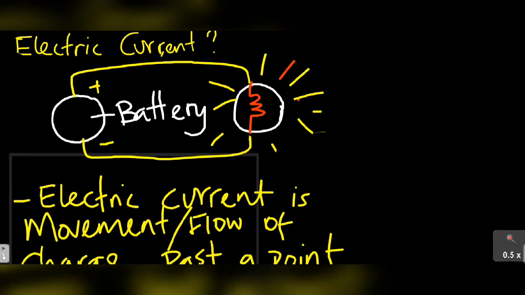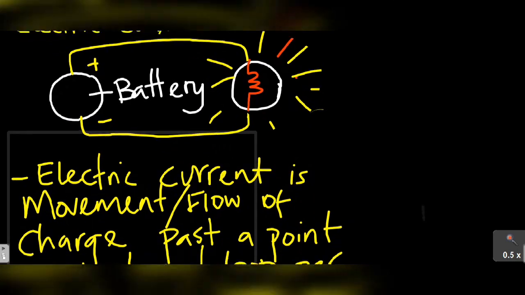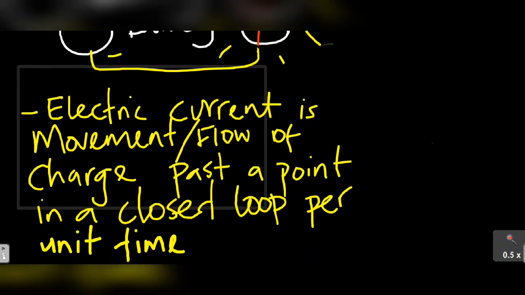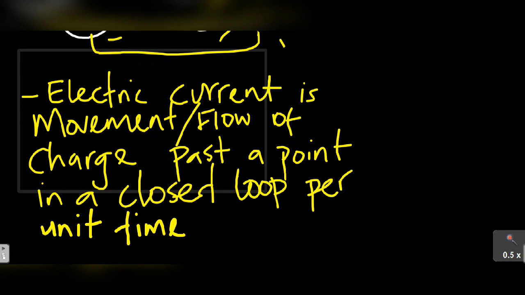Just using the drawing that we have done here, where we have the battery and the lamp and the connecting wire, it is now safe for us to say that an electric current is simply the movement or flow of charge past a point in a closed loop per unit time. What do I mean? In every complete circuit, in every circuit that has components connected together with conducting wire, you are going to have a current flowing when you apply a voltage or a force or an EMF to that circuit.